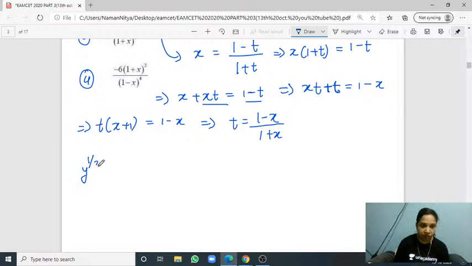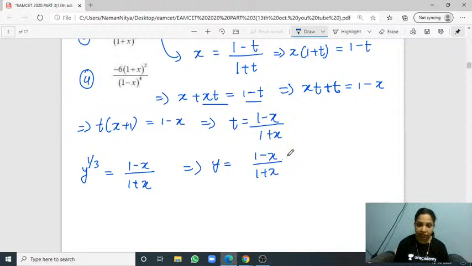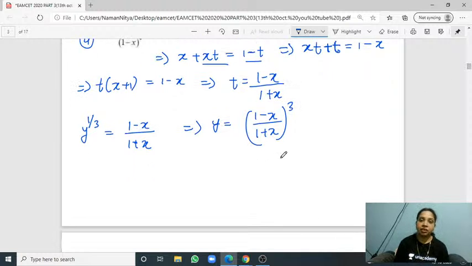Cube root of y means y power 1 by 3. This is your t value. Okay. So now after this, if I am taking cube on both sides, I'll get y equal to 1 minus x divided by 1 plus x whole cube. Now I got y in terms of x. Now we can just use the differentiation and we can differentiate this.